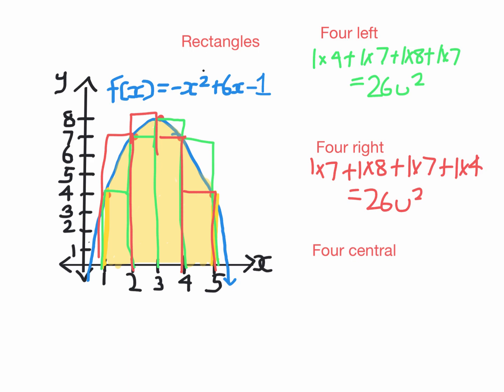All right, let's now do 4 central rectangles. So instead of drawing a left or right, we're going to draw one that meets the curve in the center. So the first rectangle will meet here at x is 1.5.